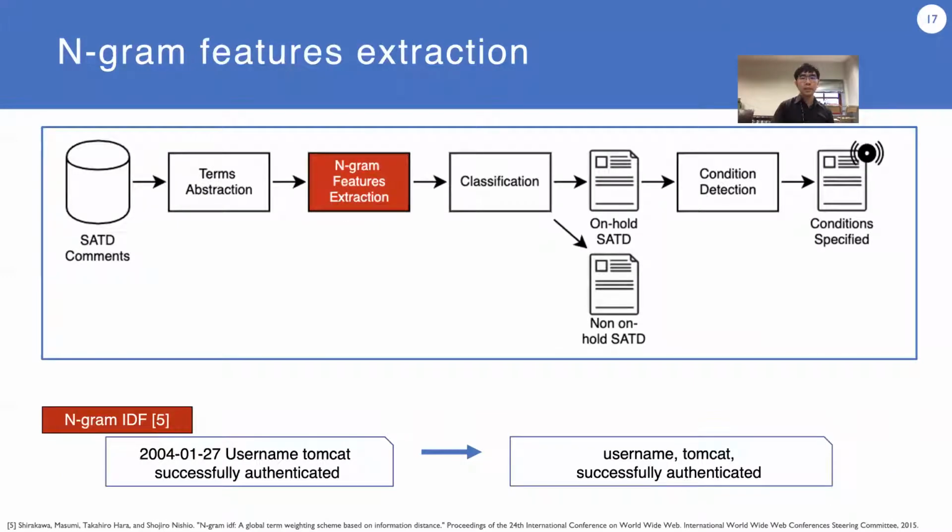In the second step, n-gram feature extraction, we extract n-grams by applying n-gram IDF. N-gram inverse document frequency, or in short n-gram IDF, is a theoretical extension of IDF for handling multiple terms and phrases by bridging the theoretical gap between term weighting and multi-word expression extraction. N-gram IDF can detect dominant n-grams and extract key terms of any length.